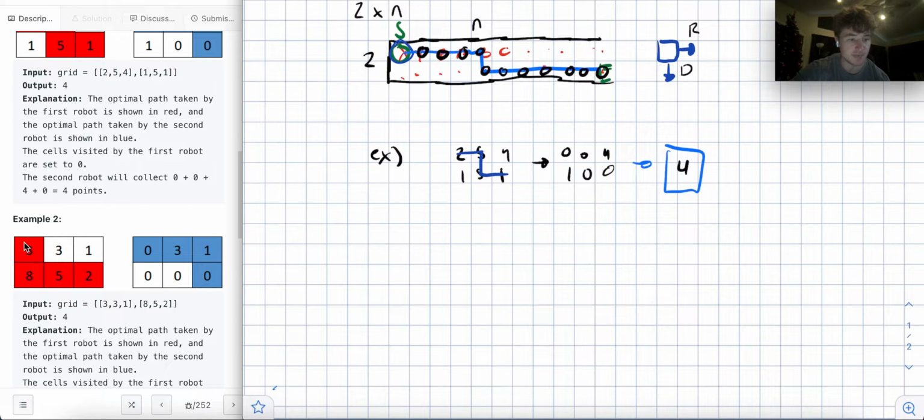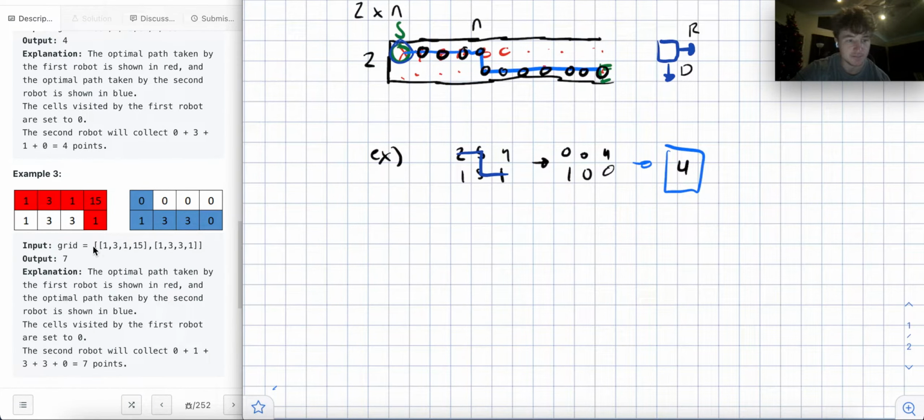And this is another example. So this would be the path. This would be the path the other person would take. Here's another one. So this is the path you take, and this is the path you take.